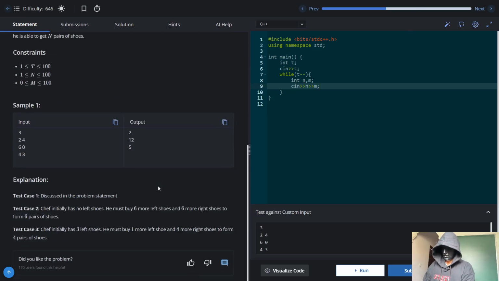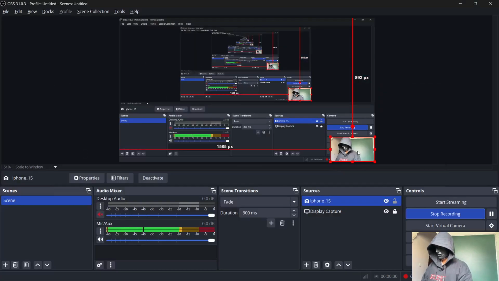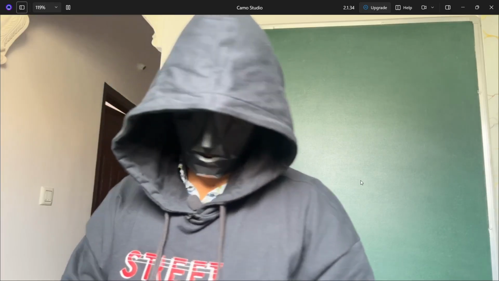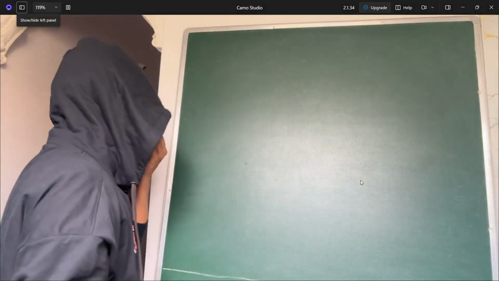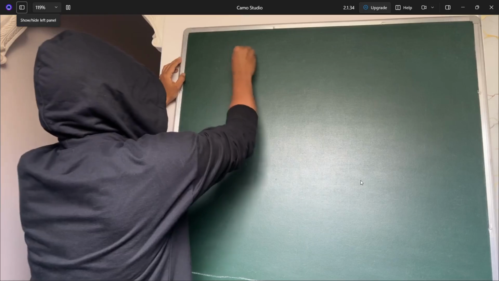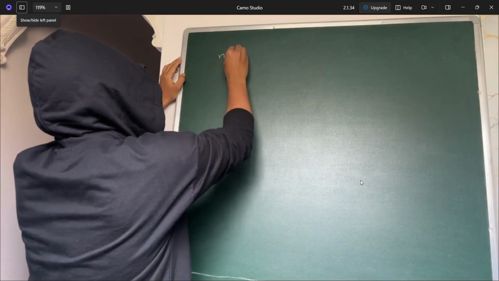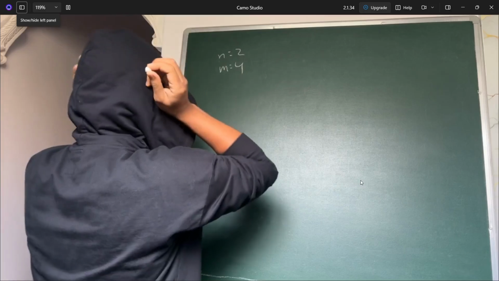And they have given three examples. The first example is saying 2 4. Let me take you to the board. So in the first example, 2 4, we have n is 2, m is 4.